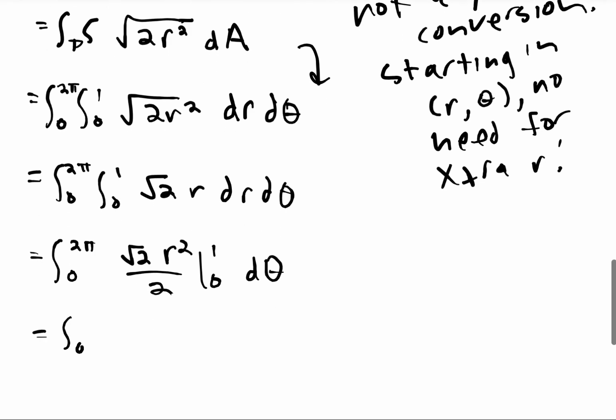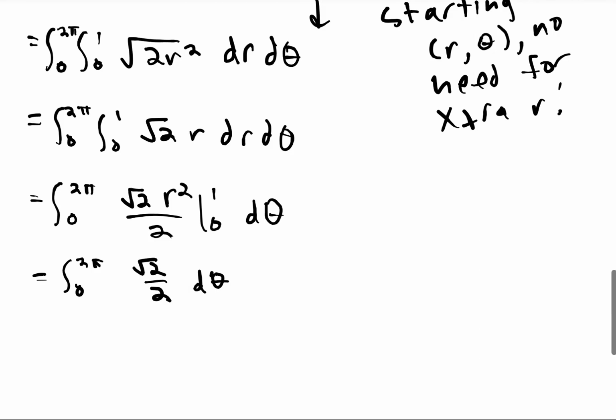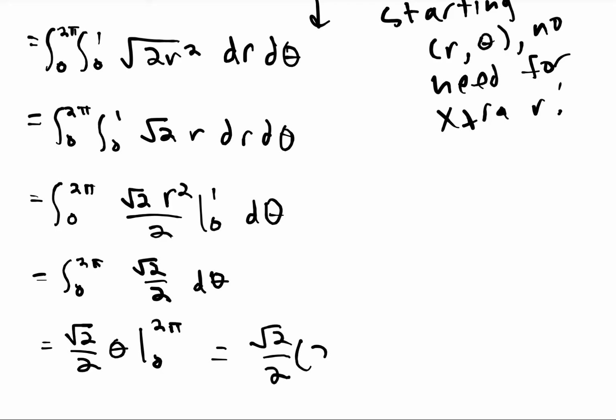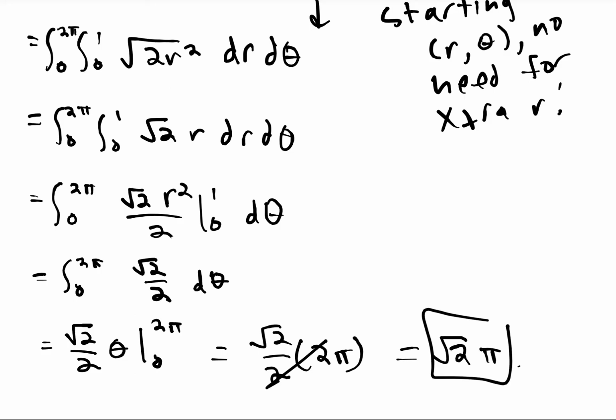If you evaluate those bounds, this looks like a root 2 over 2 that I need to integrate with respect to theta. So really I'm getting a root 2 over 2 theta that I have to evaluate between 0 and 2 pi, or root 2 over 2 times 2 pi. And if you want to clean that up a little bit, root 2 pi should be your end result here.